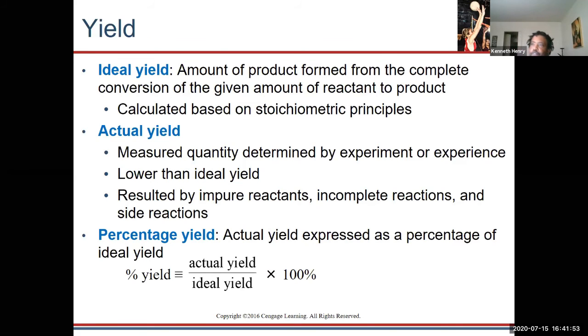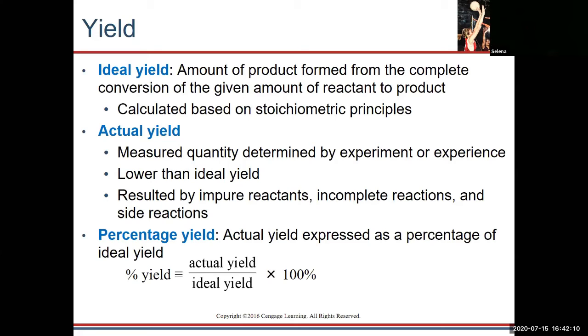Okay, are we ready for our next one? Now we're going to talk about yield. Okay, you guys ready for yield? Yes. When we talk about yield, yield is what we actually produce. So we have what we call our actual yield, and our ideal yield. Actual yield is what you actually produce experimentally. Ideal yield is what you produce on a piece of paper in your calculations.